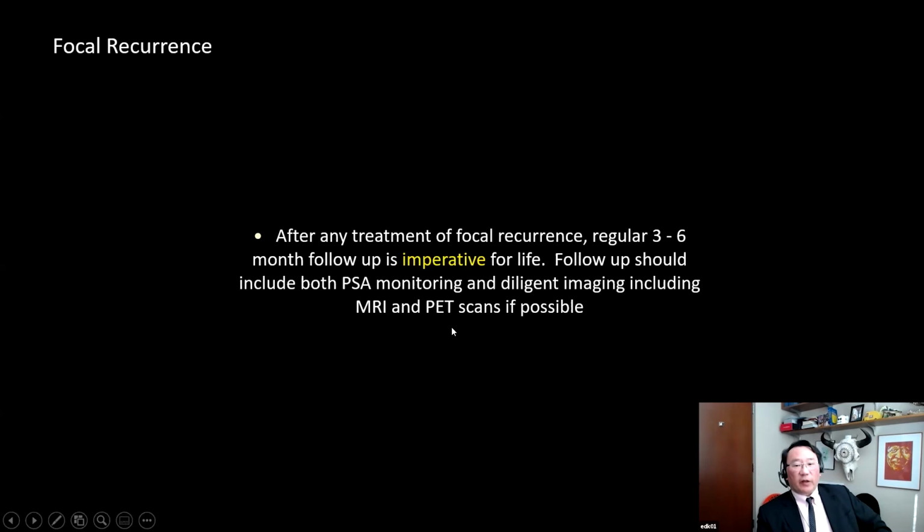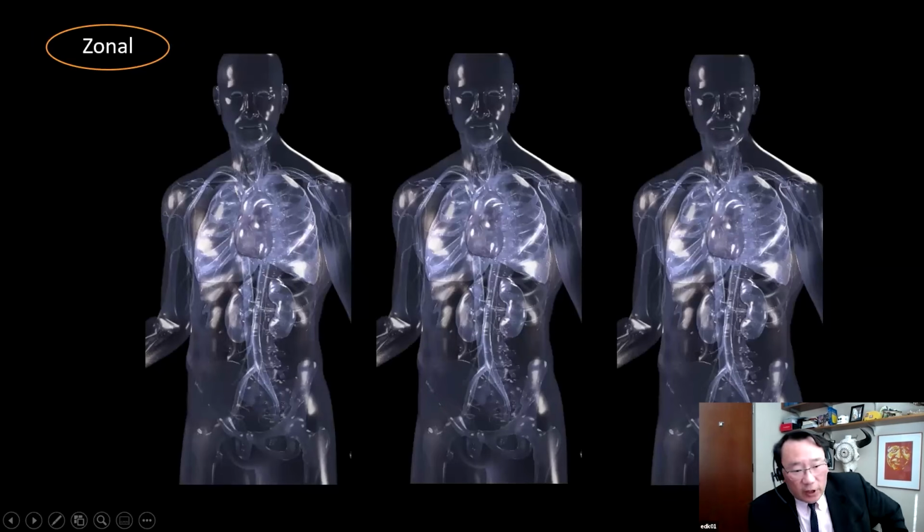As with any form of therapy, focal recurrence, regular follow-up is imperative. Follow-up should include PSA, MRI, and PET scan imaging. Now we're going to talk a little about zonal disease. Zonal disease looks a little bit like this.